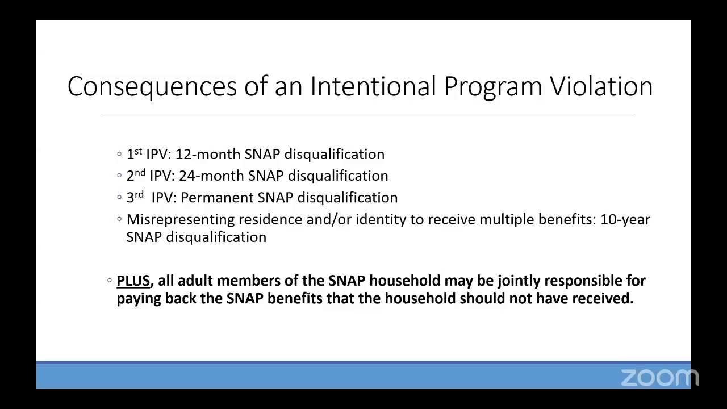There's a special category for people who misrepresent their residence and/or their identity to receive multiple benefits across multiple states. Those individuals can receive a 10-year SNAP disqualification. I will point out, though, that the disqualification only applies to the person who actually committed the program violation. So other people in the household can still receive SNAP benefits. It doesn't disqualify the entire household, just the person who actually committed the program violation.